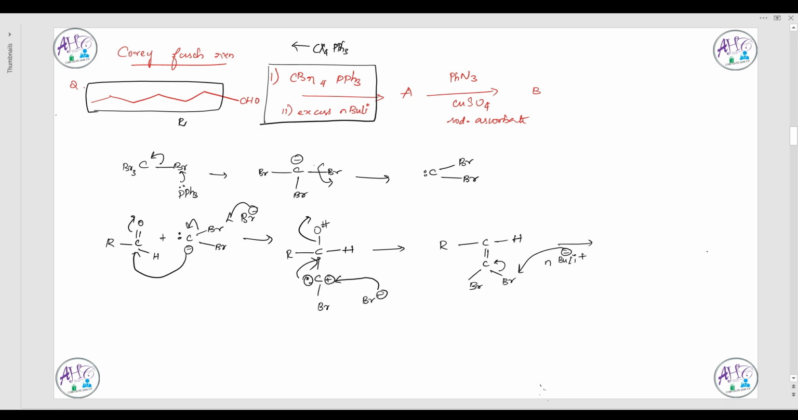Okay, so what happens is this is going to form butyl bromide. This is going to remove butyl bromide, thereby leaving a carbanion. So we'll have a carbanion and then we'll have your bromine group. So whenever we have a carbanion and then a leaving group, what happens? Again we'll have a carbene formation. This is going to have a carbene like this. Okay, so again this will undergo a rearrangement.